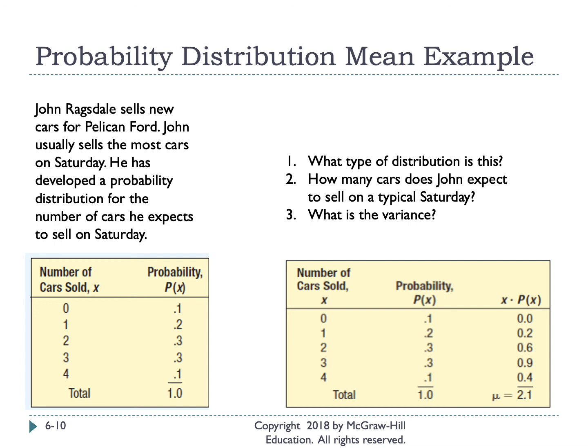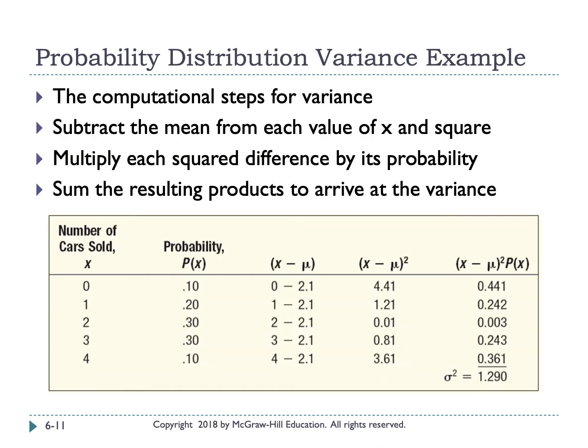So now let's look at the variance. And so here are your steps for calculating your variance. You're going to subtract the mean of 2.1 from each value of x, so 0, 1, 2, 3, and 4. You then take that amount and square it, and then you multiply each squared difference by the probability that that is how many cars John sells. Once we get this last column, we sum them all up, and we arrive at a variance of 1.29.